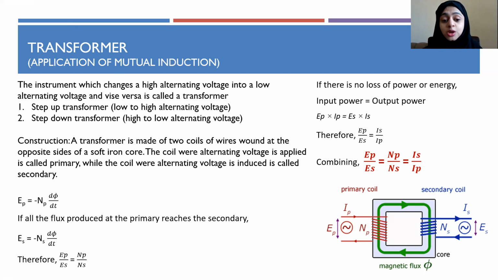And remember that more turns in the primary means more voltage in the primary and less current. And if there is less number of turns in the primary, it means there will be less voltage in the primary and more current. So let us see why I was using alternating voltage, and it should be alternating current as well.